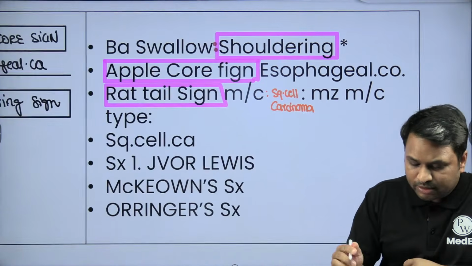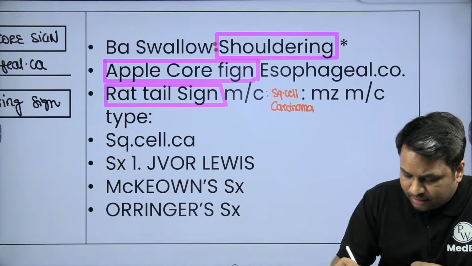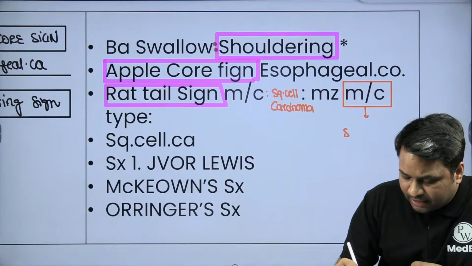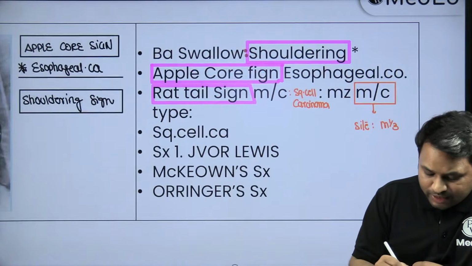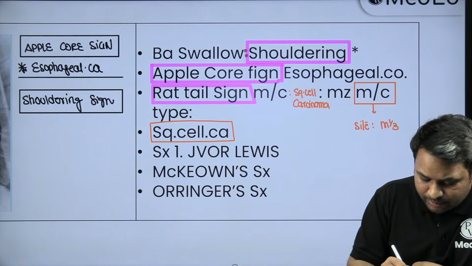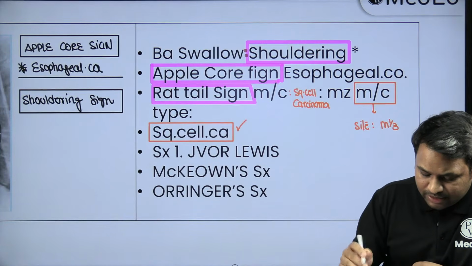Now, the most common site that you will see will be the middle 1/3 of the esophagus. So I say the overall most common is going to be squamous cell carcinoma.